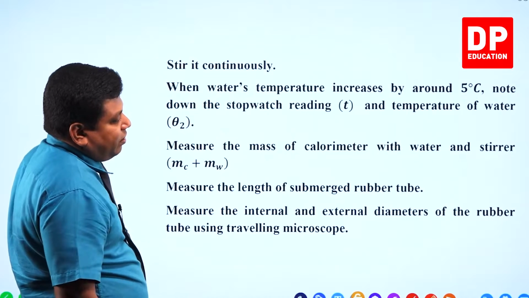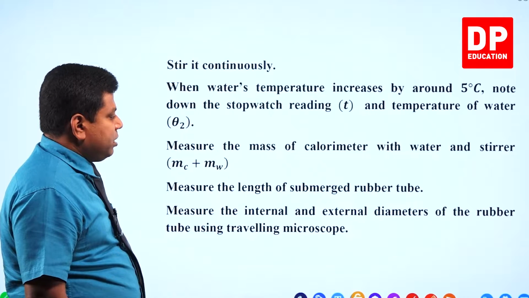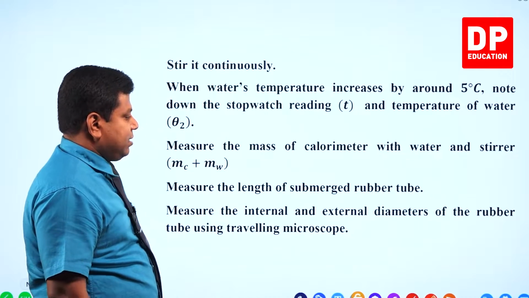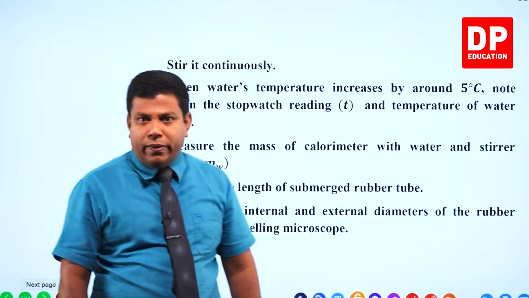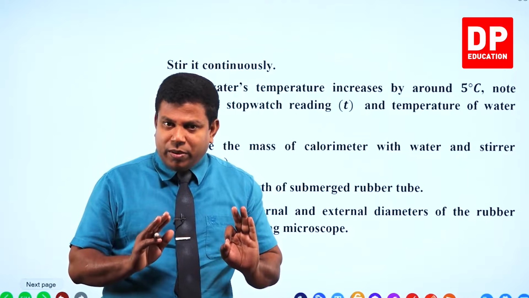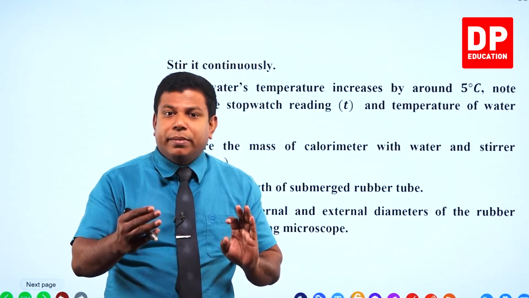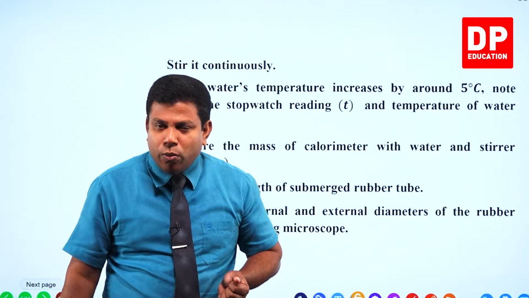Measure the mass of calorimeter with water and stirrer, MC plus MW. Measure the length of the submerged rubber tube. Measure the internal and external diameters of the rubber using a travelling microscope, right? That's what the steps are. Okay. Now, while doing the experiment, I'll further explain each step again. You have to observe carefully. Shall we start doing the experiment now?